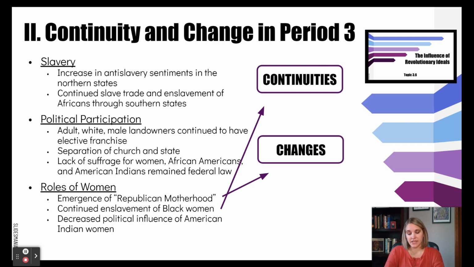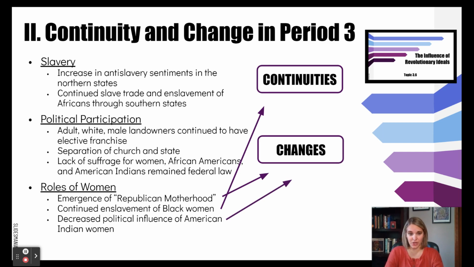So American Indian women in some tribes have played a role in the political power structure. Some of these tribes are matrilineal. And as American Indians engage in more warfare against the United States during this period, we see the men in the tribe who engage in the warfare taking more power. And so some American Indian women experienced a loss of political influence. And so we would call that a change.